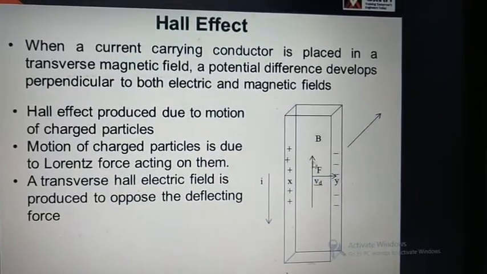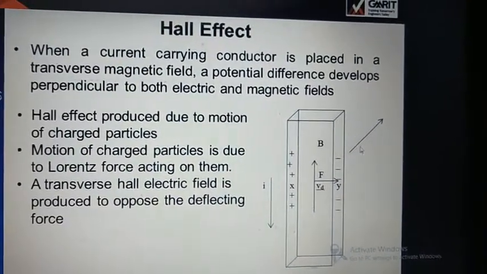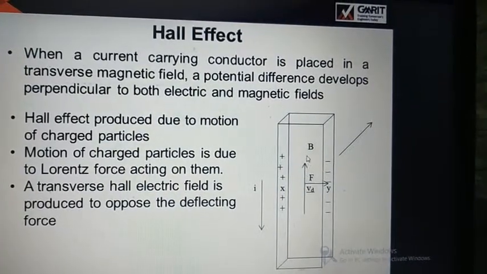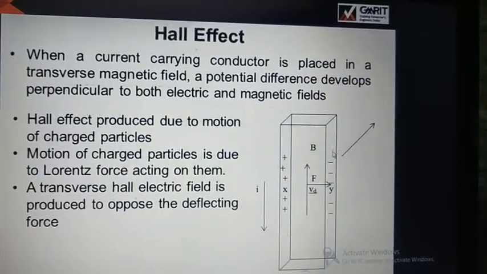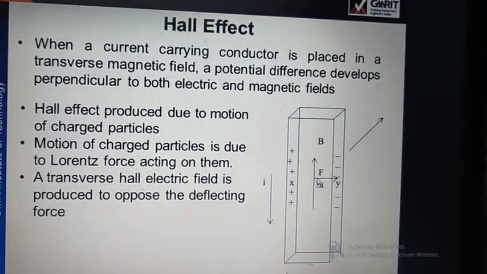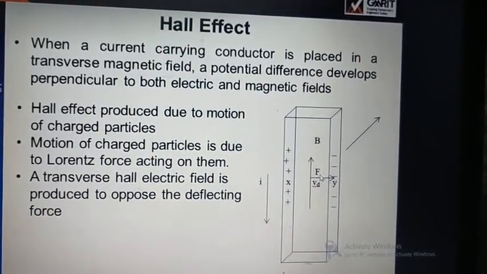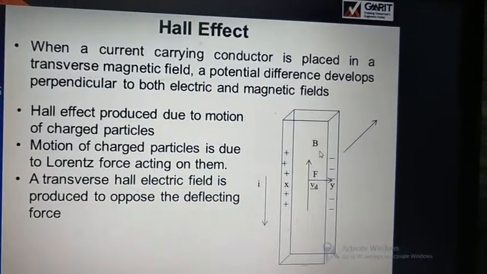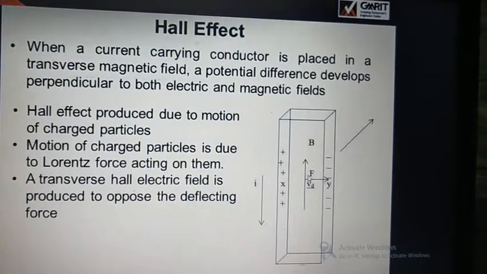Due to the magnetic field, see, this arrow is representing the velocity vector of the electrons. Now this arrow is representing the magnetic field direction. The charges are moving in this direction, and you applied magnetic field like this. Due to the applied magnetic field, all these negative charges are getting deflected this side. This arrow is representing the force vector due to the magnetic field on the charge carriers.